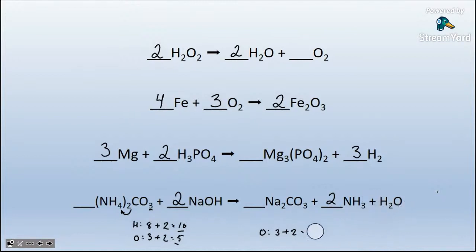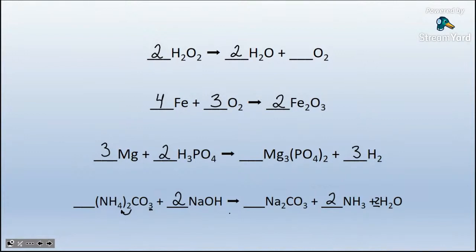Now that's kind of hard to see, that 2 in front of the water. Again, my apologies that I forgot to put that blank in there. And this would be a balanced equation. So that is how we balance by trial and error.